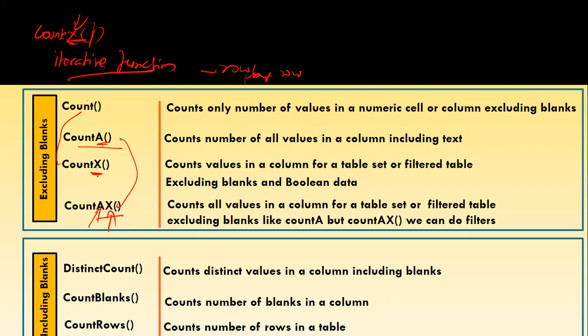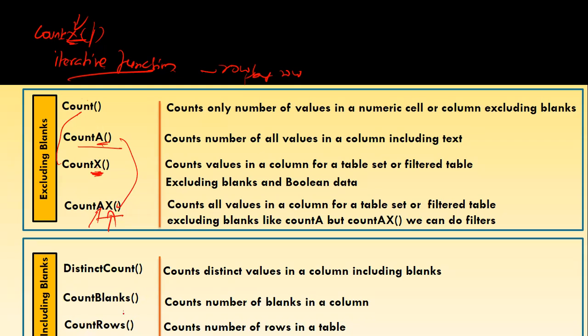Count and countx are more or less the same when it comes to the data type. It works with all the data types except the Boolean data type, and it excludes blank values. But since the countx function ends with x, it's an iterative function. It evaluates the expression row by row.